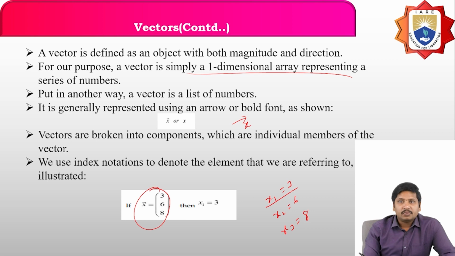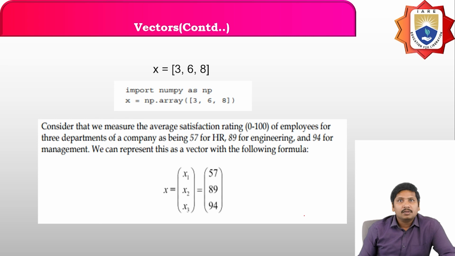So what is the value of x1? It should be 3, and x2 equal to 6, and x3 equal to 8. So how can I write this code in Python programming?